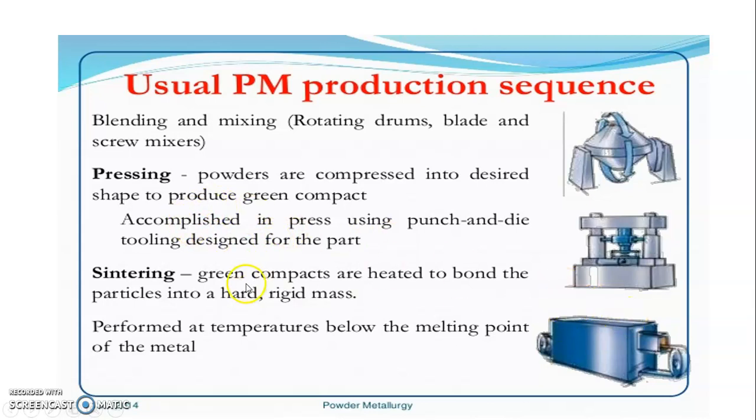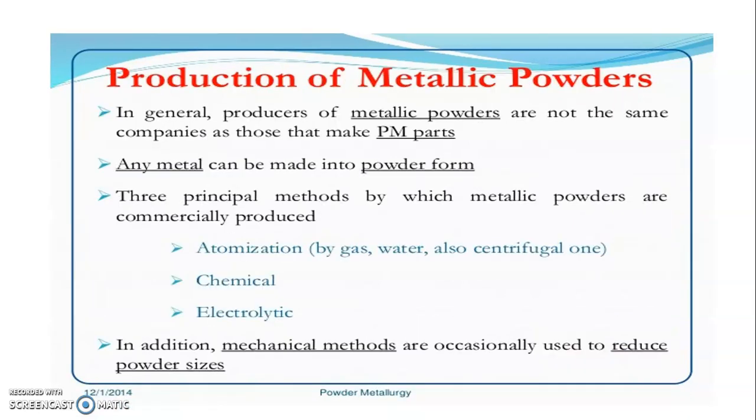Then sintering. Here the third one shows sintering. Green compacts are heated to bond the particles into a hard, rigid mass shape, performed at temperatures below the melting point. All the work is done below the melting point of the particular metal.